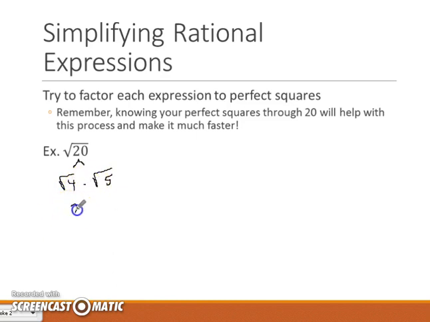So that would actually simplify to 2 times the square root of 5. The square root of 5 is not a perfect square. So our simplified answer for the square root of 20 would be 2 square root of 5. So you're trying to break that number apart into perfect square factors. And if you don't know your perfect squares through 20, if you just do a quick search online, you'll be able to find perfect square lists up to however many numbers you want. But it's helpful to know at least the first 20, like 20 times 20 is 400, things like that. It'll help you break those factors apart into perfect squares.